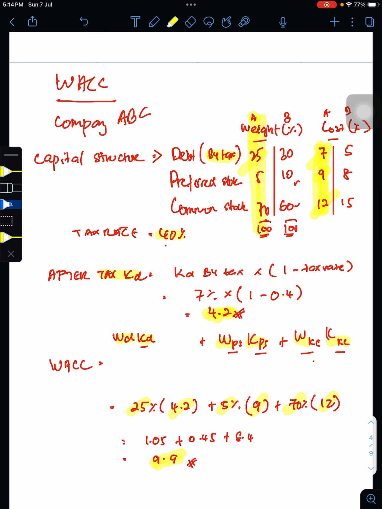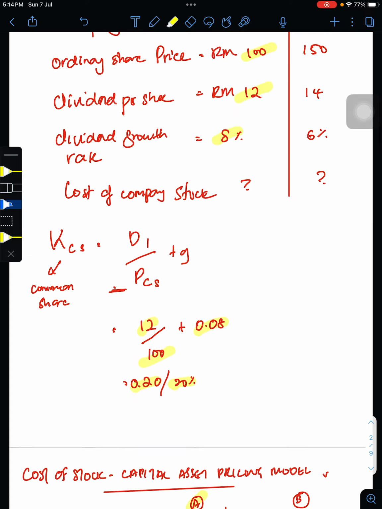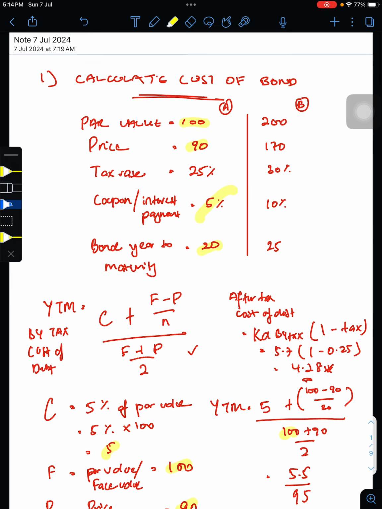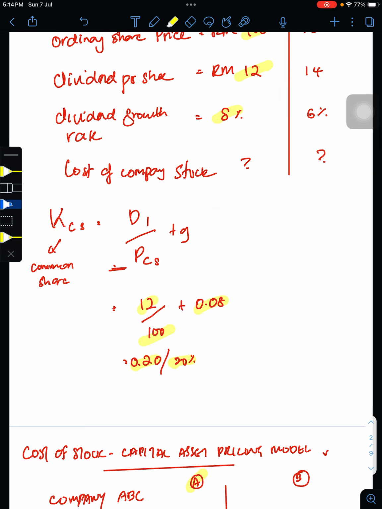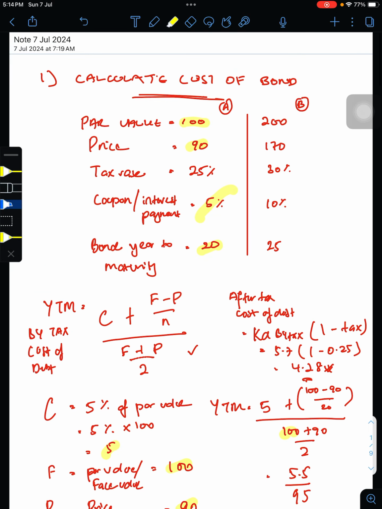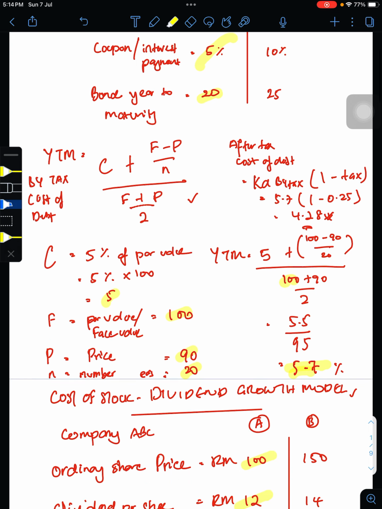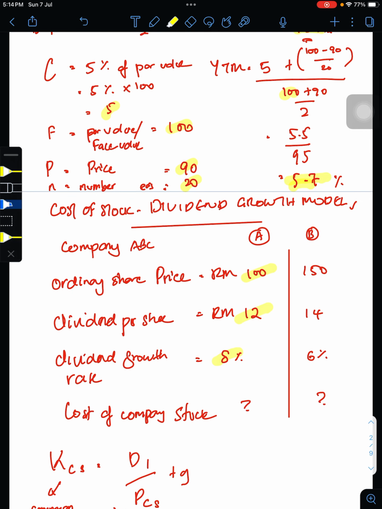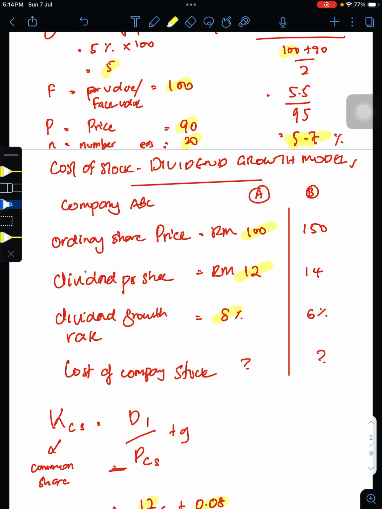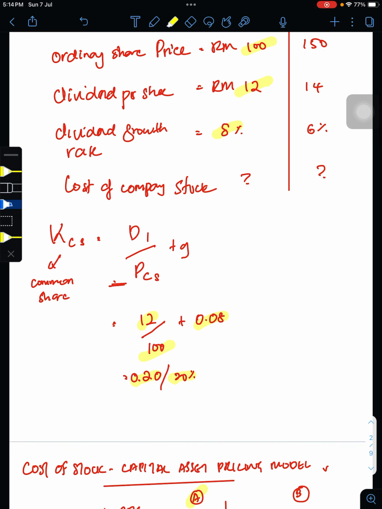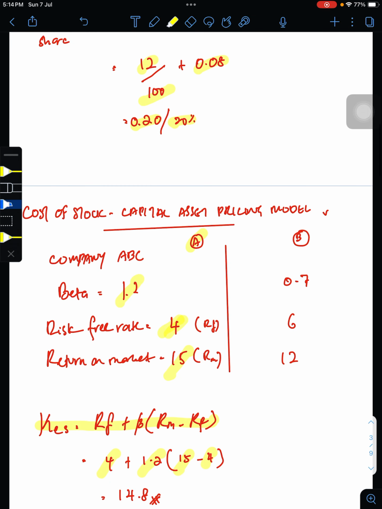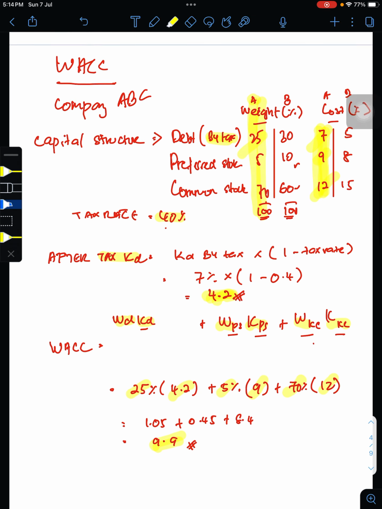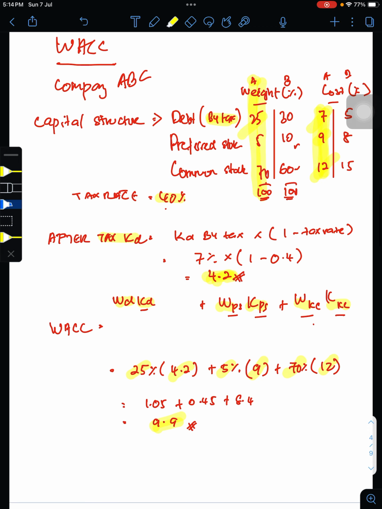So please try this, also part B. I think it should be very straightforward in your exam. So just make sure you are able to cover these areas. First, the calculation of your bond yield to maturity. Make sure you calculate the after tax cost of debt. Then you calculate the cost of stock using the dividend growth model, then the cost of stock using the capital asset pricing model, and finally WACC.